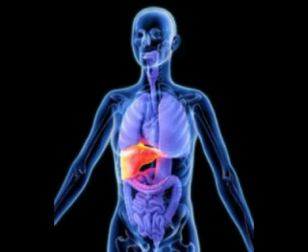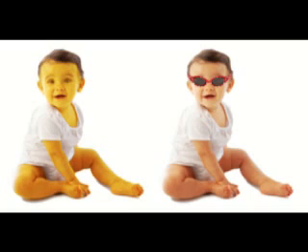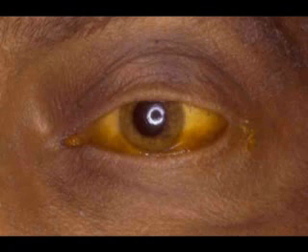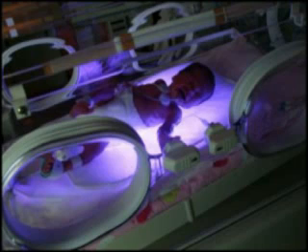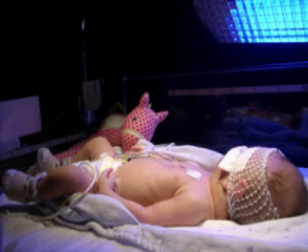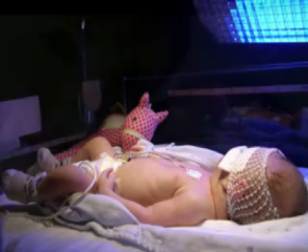A byproduct of red blood cell destruction is bilirubin. Bilirubin is a yellow pigmented substance which deposits in the skin and eyes. The common term for this is jaundice. In severe cases, bilirubin can deposit in the brain of the baby, resulting in mental retardation or death.